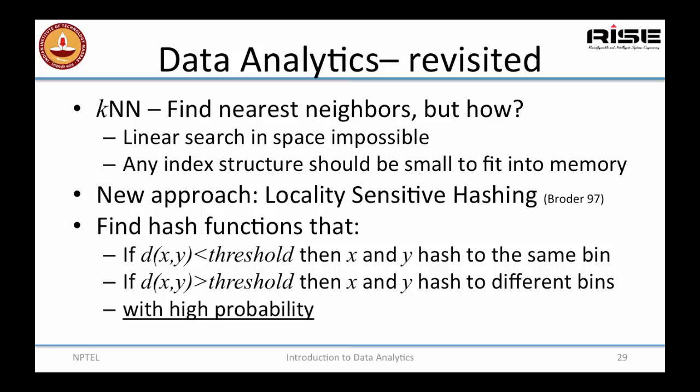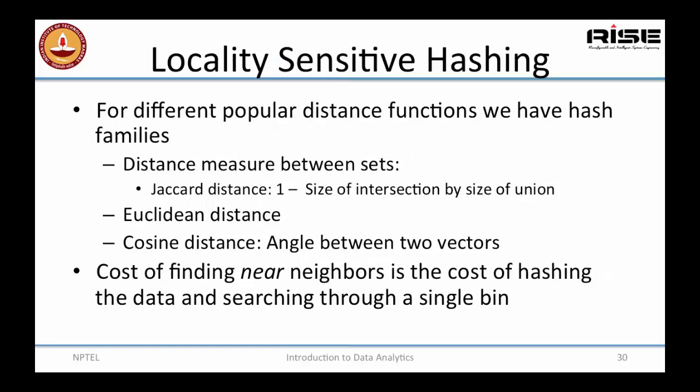We would like this to hold for sure, but it's hard to get something that will always work. So we would like this to hold with very high probability. Now if I want to find if y is the nearest neighbor of x, then all I need to do is look through the bin into which x hashes.